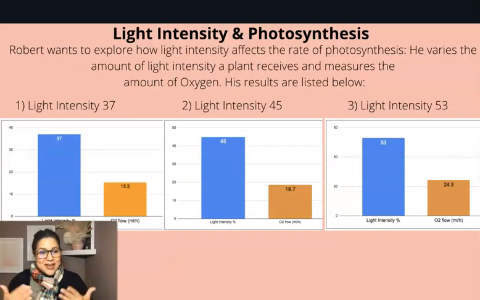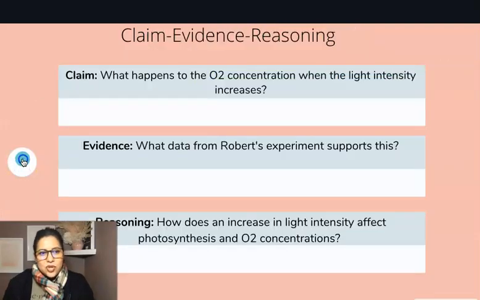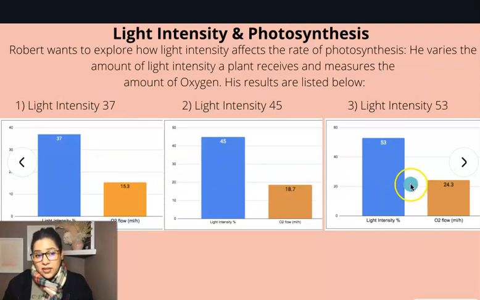All right, guys, so now you're going to be exploring the role of light intensity in photosynthesis, which goes back to our experiment with plants, right? Because one of the things that we changed was sunlight exposure or light intensity. So Robert wants to explore how light intensity affects the rate of photosynthesis. He varies the amount of light intensity a plant receives and measures the amount of oxygen that is produced, of course. So you want to review your data carefully, and I always encourage my students to annotate the chart.